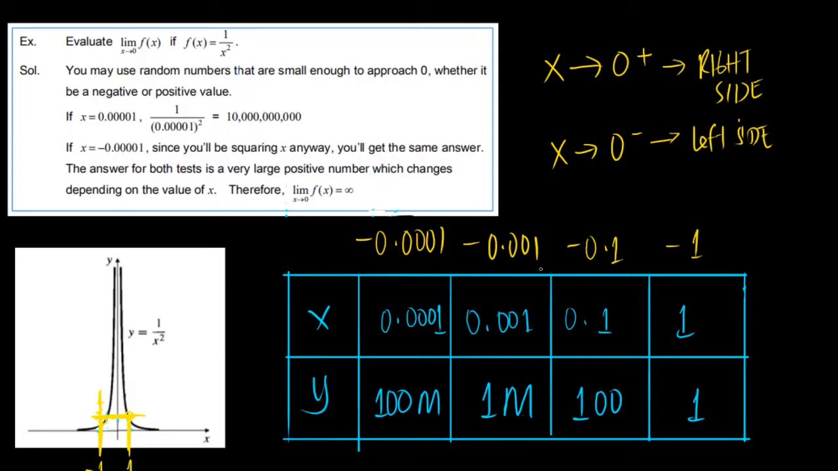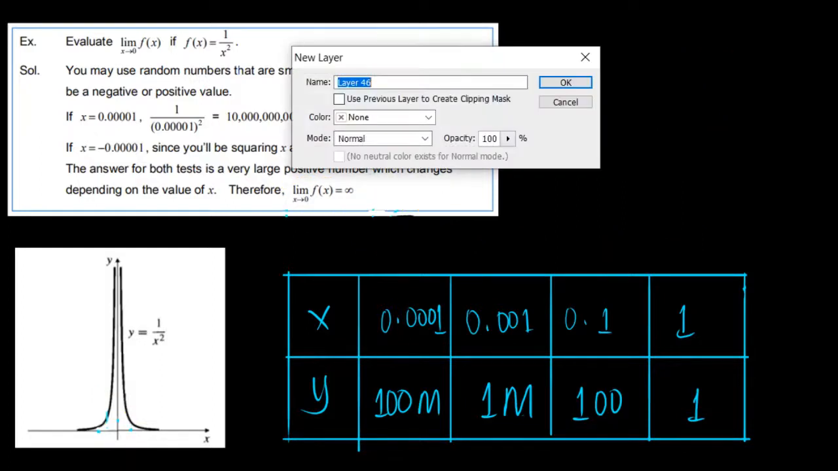Since both the left and the right sides of our graph have the same outcome, which is positive infinity, therefore you can say that the limit of 1 over x squared as x approaches 0 is equal to positive infinity. Okay, so this is the answer for this example. Let's try another one.